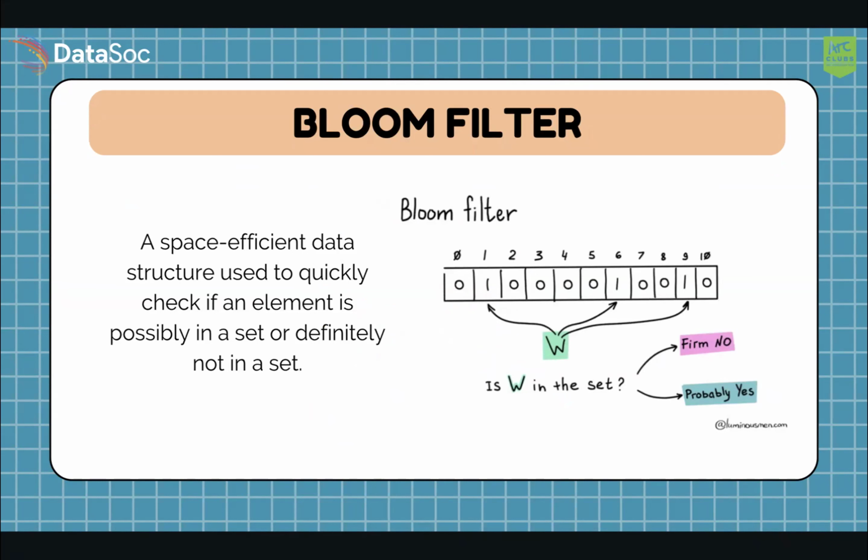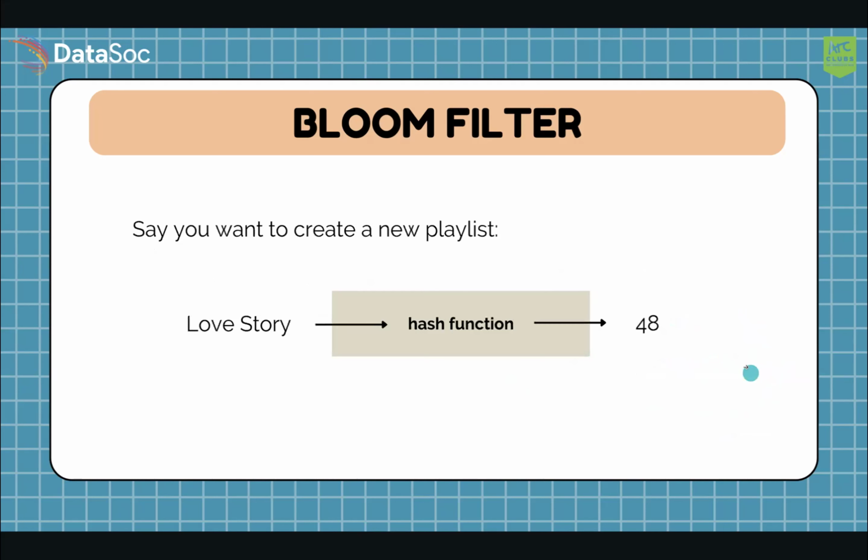So what's a Bloom filter? This is a space-efficient data structure which is used to quickly check if an element possibly exists in a set or definitely does not exist in a set. So what I mean by that is a Bloom filter will always tell you if an element is absent from the set, but it can only probably tell you if the element is present in a set, right? So let's look at an example.